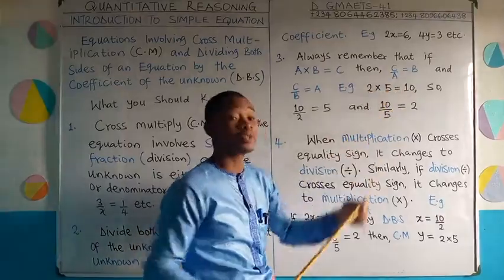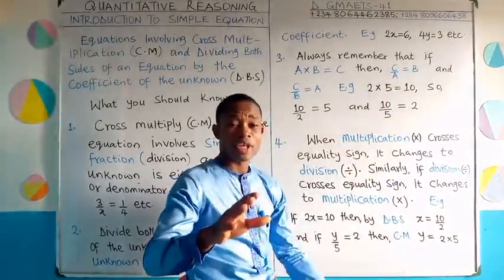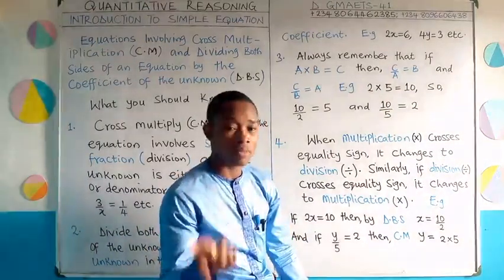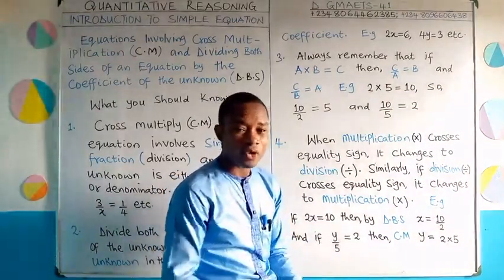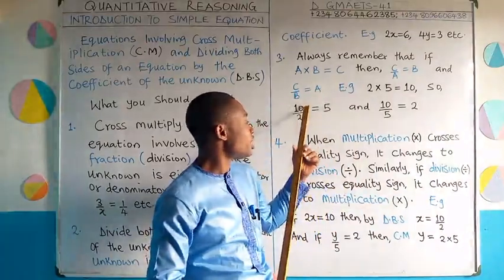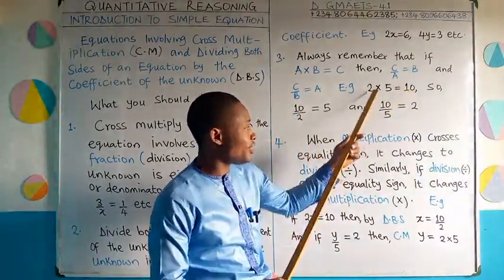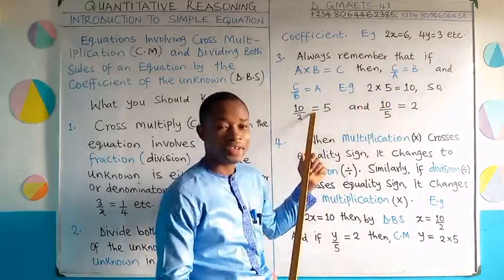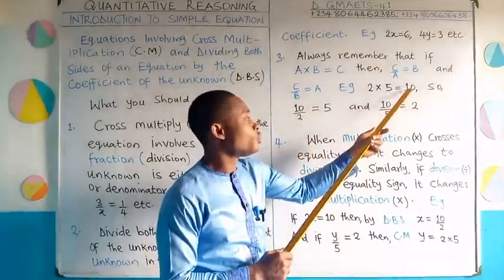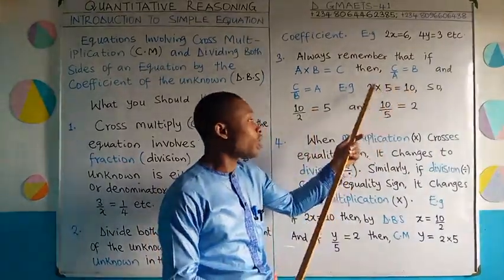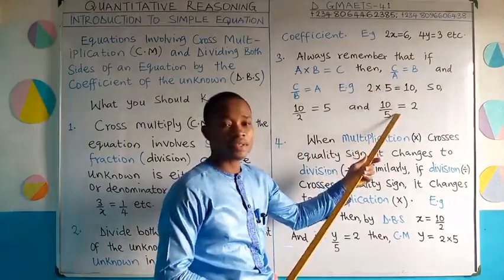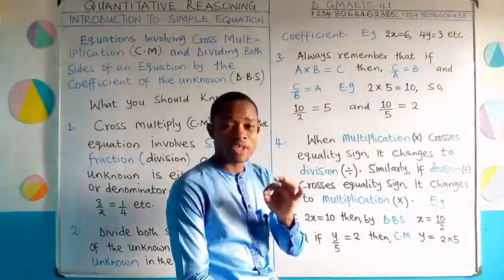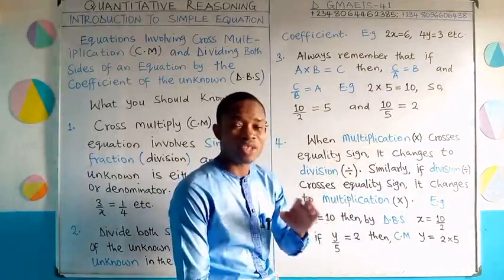2 times 5 is equal to 10, right? From your multiplication table, 2 times 5 is equal to 10. So 10 is the answer when you multiply 2 by 5. Therefore, if you do 10 divided by 2, it's going to give you 5. You can see that here. And also, if you do 10 divided by 5, you are going to get 2. So that's the idea of multiplication and division. Very important that you know that.